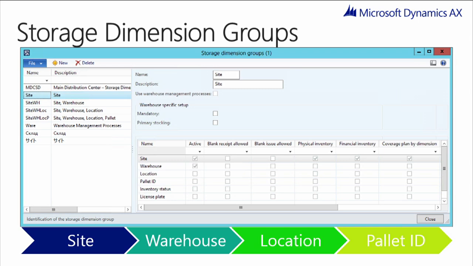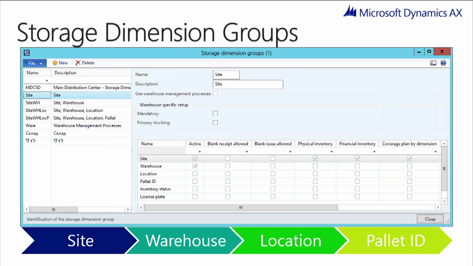AX will only make a FIFO settlement if the receipt, such as a purchase order of the item, is matched with an issue, such as a sales order of the same item, where the site, warehouse, and location are equal on both transactions. If the financial inventory checkbox is cleared, the average cost of the product is distributed across all dimensions concerned.